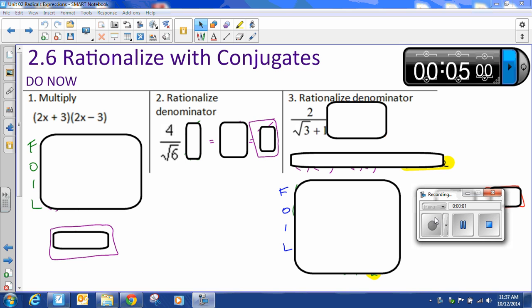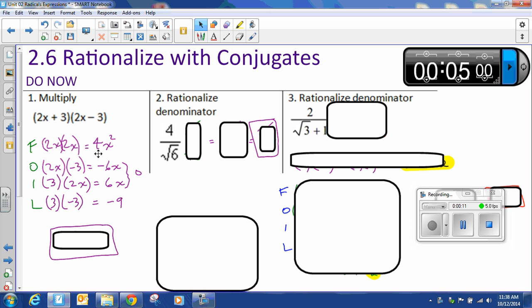In this lesson, we will rationalize radical expressions using conjugates. So here's the do now. Let's multiply 2x plus 3 times 2x minus 3. Well, this is a classic FOIL problem. First, outer, inner, last. The outer and the inner will cancel out, negative 6x and 6x. So you're left with a difference of squares, 4x squared minus 9.